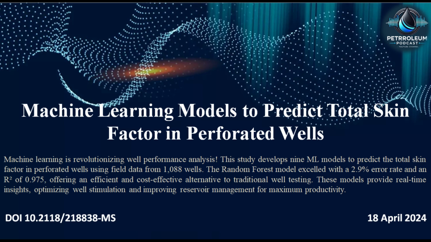Well, what's really remarkable about this research is the sheer volume and diversity of the data they used. We're talking about over 19,000 data points from something like 1088 wells in Egypt's western desert. Wow, that's a lot of wells. It is. And it's not just the quantity, it's the variety. They covered a wide range of well types, reservoir conditions, you name it. This allowed them to create models that are incredibly robust and can generalize well to different scenarios.